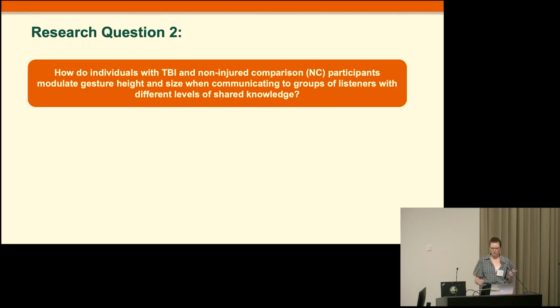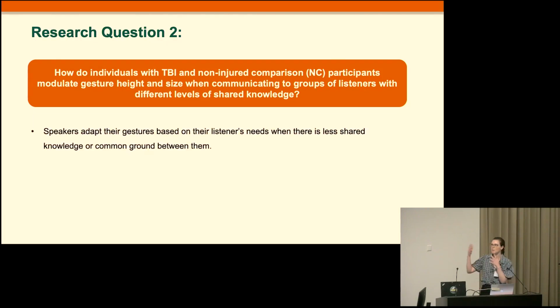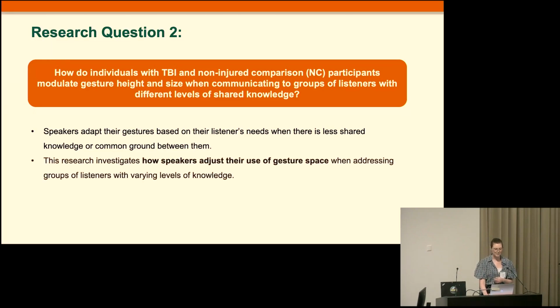There's a lot of research showing that speakers adapt their gesture features, their frequency, their height, their size, in dyadic communication. But group settings are really challenging because each listener in the group comes with a different level of knowledge. For example, in this big room today, it can be difficult to design your communication appropriately. So I'm interested in looking at how speakers adapt their gesture size and height in these situations.